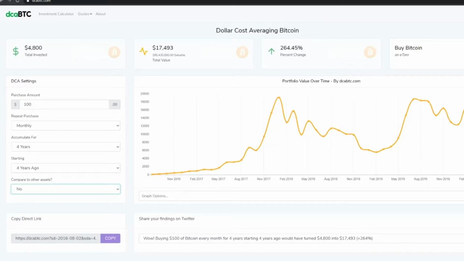dcabtc.com, and what it does is it shows you how dollar cost averaging in Bitcoin would have played out for you historically. If you don't know what dollar cost averaging is, it's a passive investing strategy where you invest the same dollar figure into whatever you're investing in on a monthly basis, weekly, semi-annually, whatever period of time, over and over and over. What that does is allow you to average your cost. Essentially, you average your entry point.